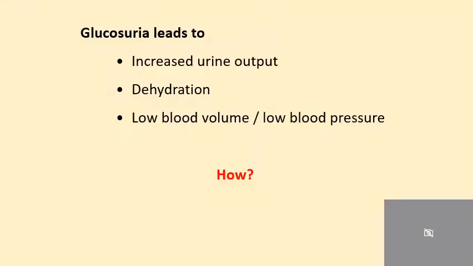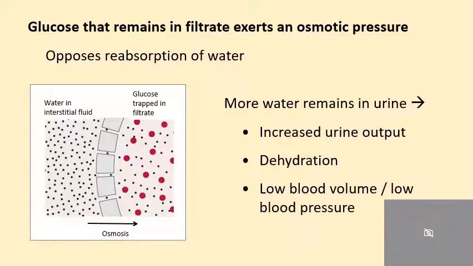All right, so glucosuria, the presence of glucose in the urine, can lead to other symptoms, including increased urine output. The person needs to urinate frequently, and they urinate a lot, which leads to dehydration, having insufficient water in the body, and dehydration can lower blood volume, which can lower blood pressure. And so how are those things connected?